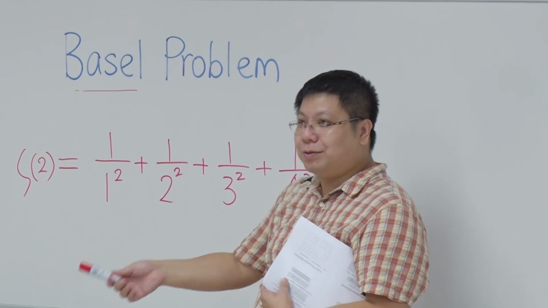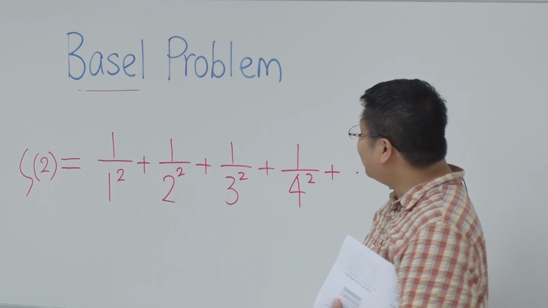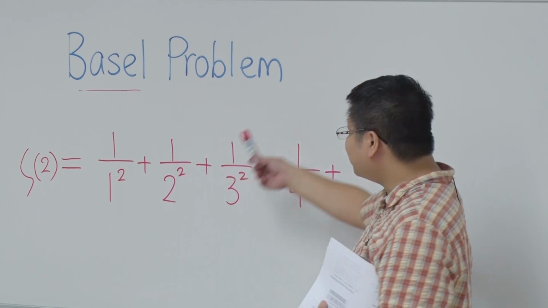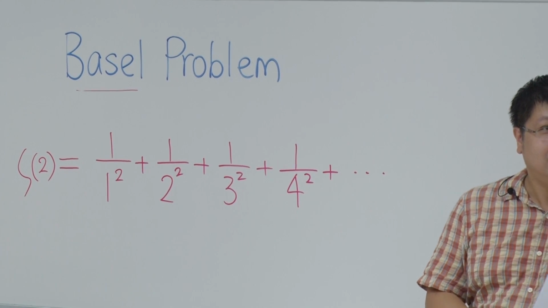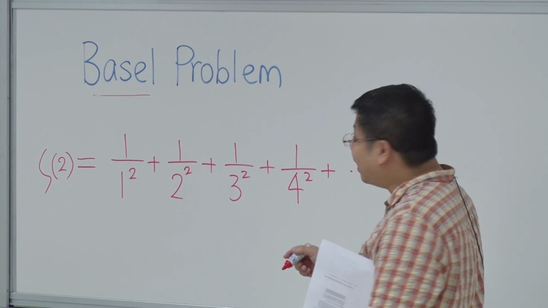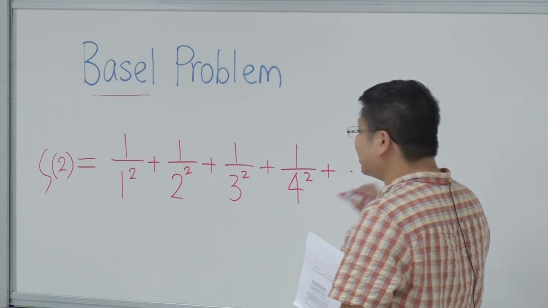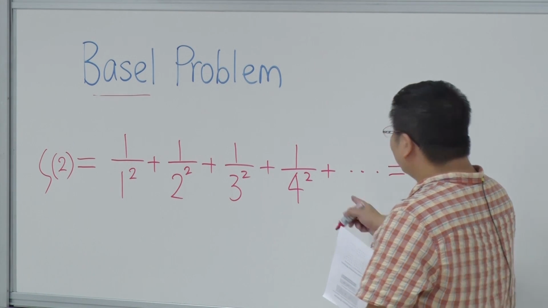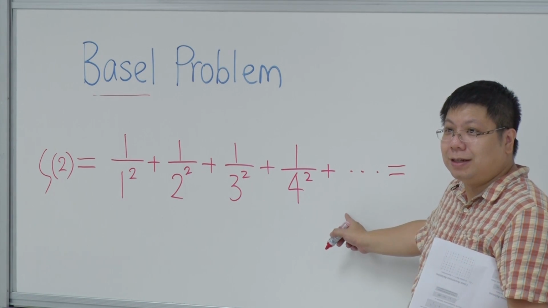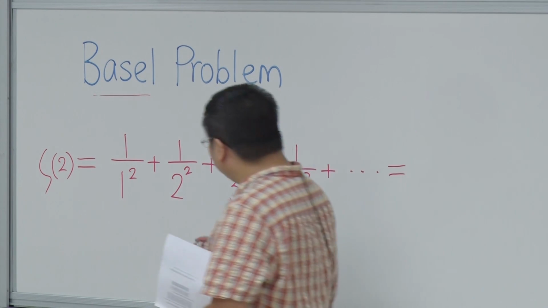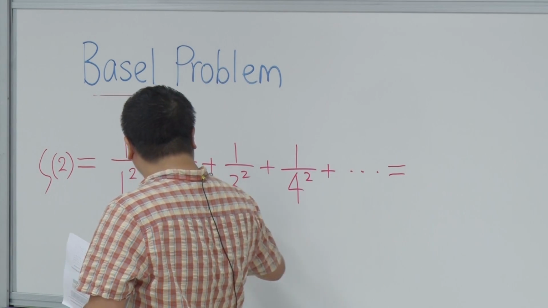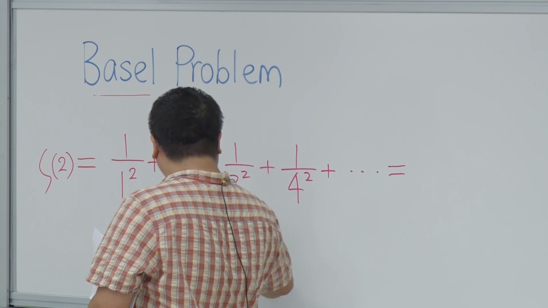Bernoulli got famous, but this was still an open problem for a long time. No one knew how to solve it. And then Euler found an amazing answer. First of all, this sum is bounded. The reason is that the second term is less than 1 over 2 square.